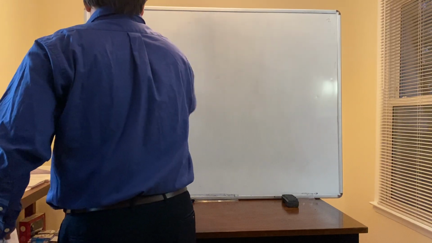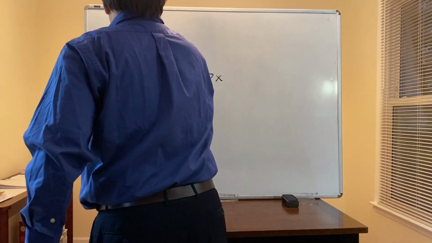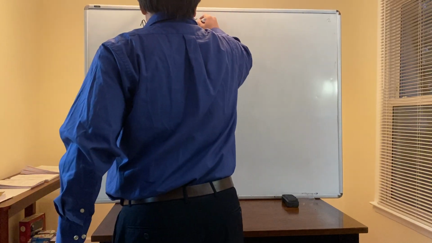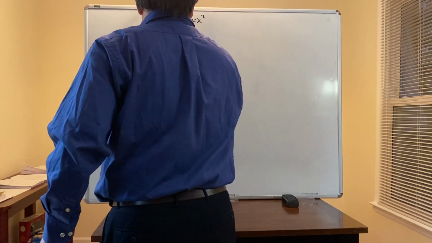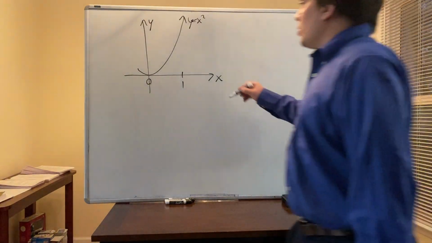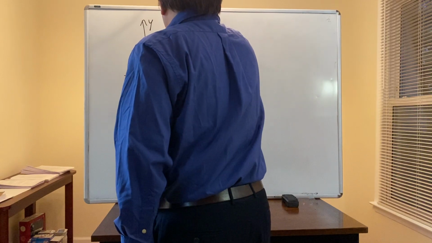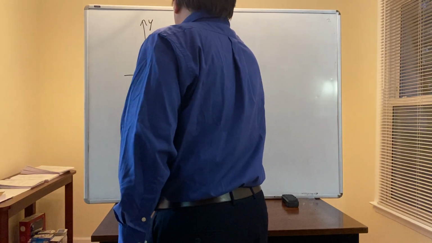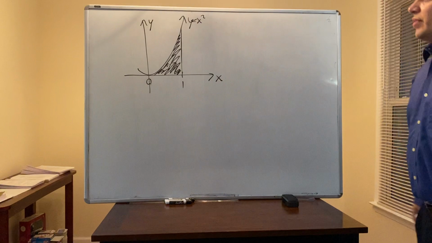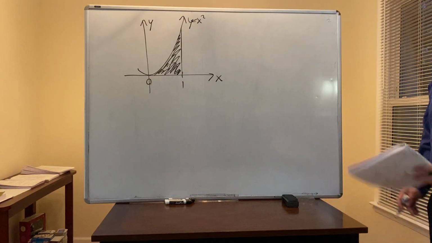So let's take the exact same example we've been doing today. y equals x squared, from 0 to 1. So that's the space, right? That's the area under the curve y equals x squared from x equals 0 to x equals 1. That's what I shaded there.